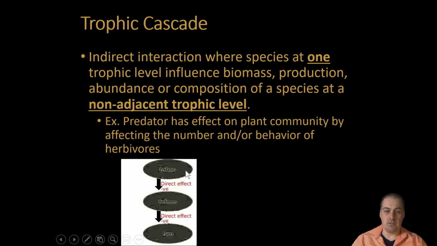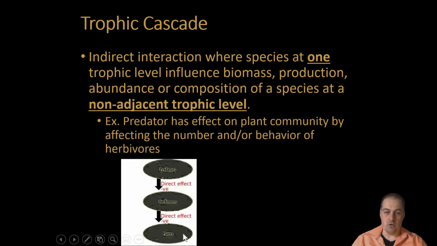So the organisms at each of these levels have a direct and a negative effect on the organisms at the level below them. So predators, by eating herbivores, have a direct and negative effect, so they reduce their number. And herbivores, by eating plants, have a direct and negative effect on plants, so they reduce their numbers. So this is pretty simple.